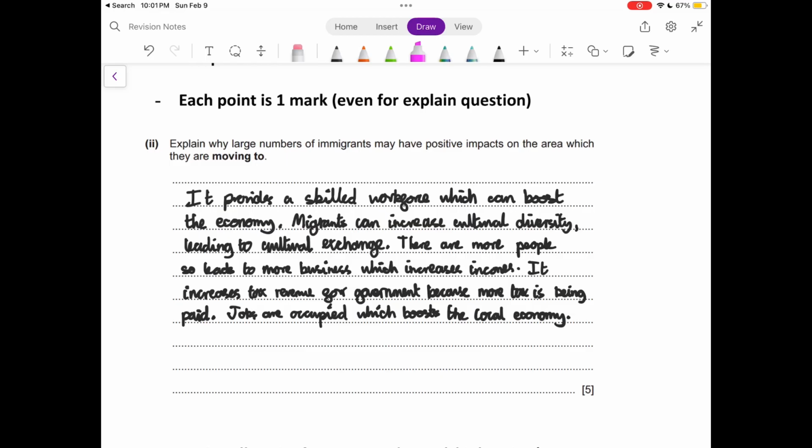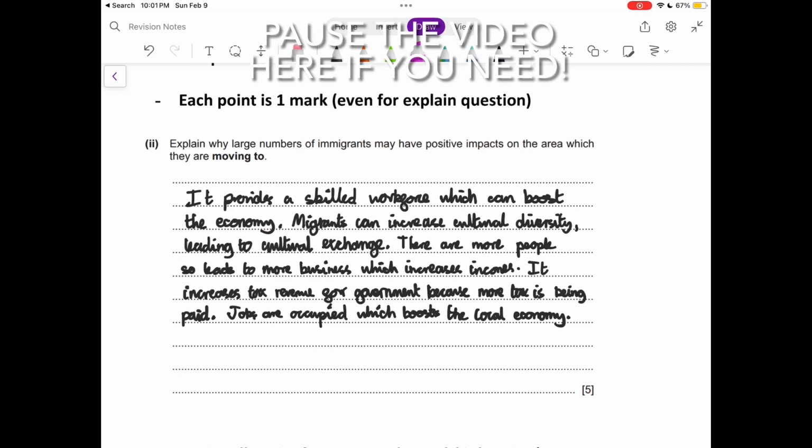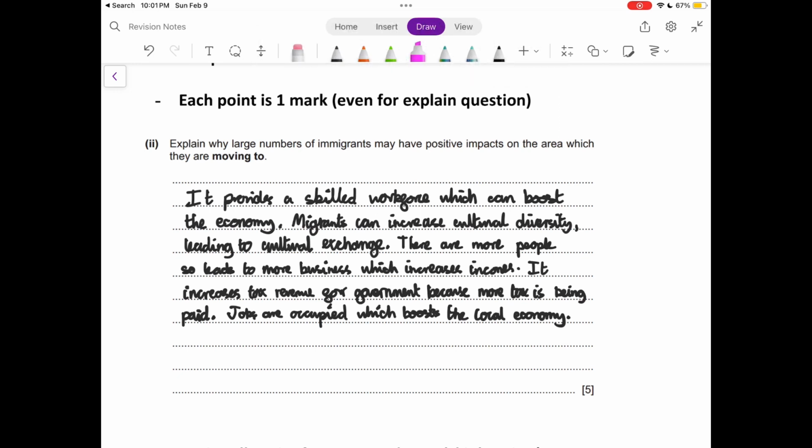So I wrote in my next point that migrants can increase cultural diversity. That's my point. And my development is leading to culture exchange. And I'll give you guys some time to read the rest of the answer. Okay, so hopefully you guys have read through that and understand how Cambridge IGCSE wants you to structure your answer.